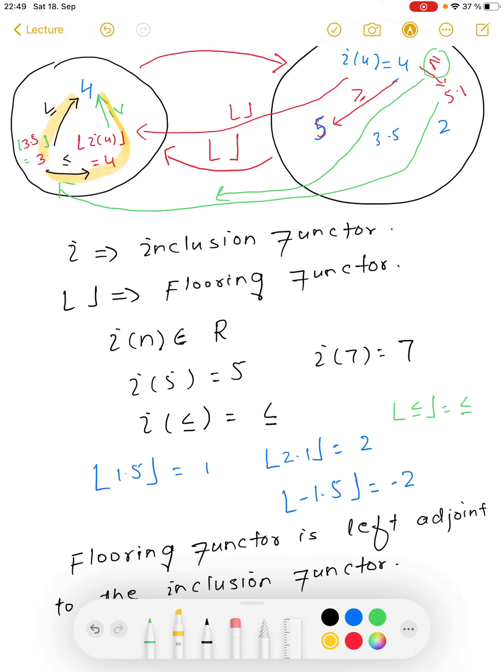So this means that this flooring functor is actually the left adjoint of the inclusion functor. The flooring functor is actually the left adjoint of the inclusion functor.